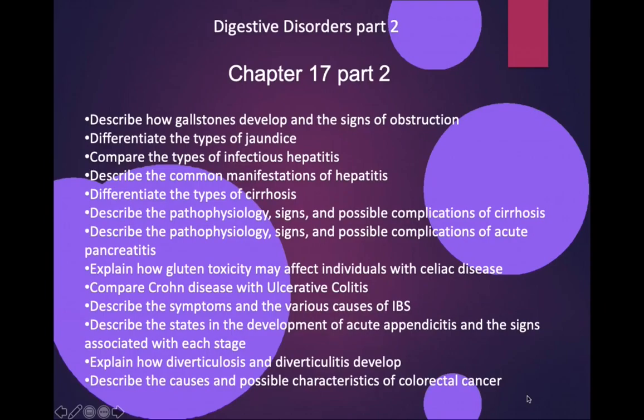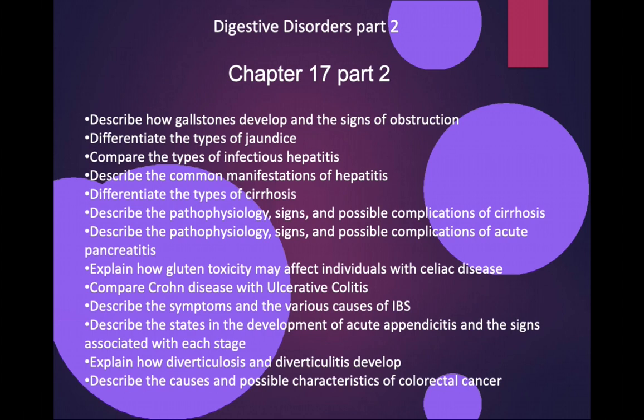All right, welcome back. This is part two of digestive disorders. So, in this lecture, we're going to talk a little bit about the gallbladder and gallstones. We'll talk about jaundice, infectious hepatitis, and some of the manifestations of hepatitis. We'll talk about liver cirrhosis and some of the signs and symptoms associated with liver cirrhosis.